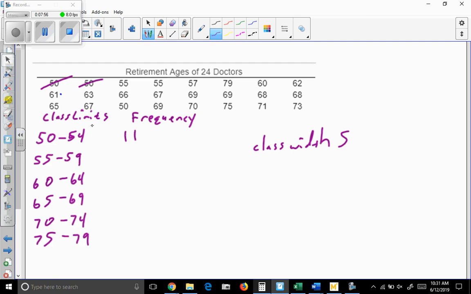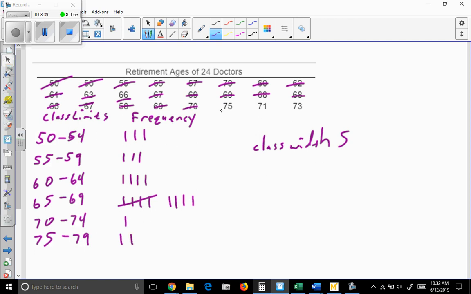50 falls in this category, mark it out. 55 goes here, mark it out. 55 goes here, mark it out. 57, 59, 60, 62, 61, 63, 66, 67, 69, 69, 68, 68, 65, 67, 50, 69, 70, 75, 71, and 73.